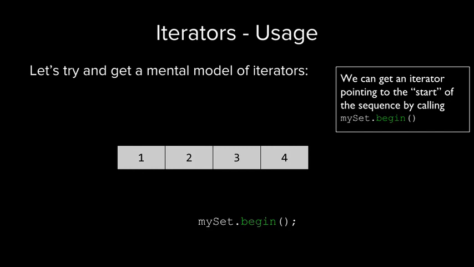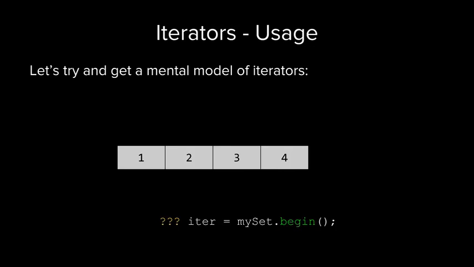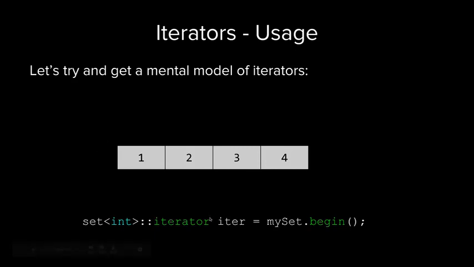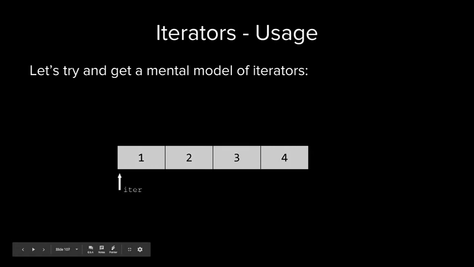So you call your collection's variable name .begin, and it'll give you an iterator pointing to the start of the sequence. And you want to store this in some sort of variable. So you'll store it in some variable called iter, and it has some type. And that type is actually defined in the class that you're using. So if my set is a set of ints, then in the set int class, there's an iterator type that you will refer to when you want an iterator. So just to recap, you're getting the zeroth index iterator, the beginning iterator, and storing it in a variable. And the type of this iterator is this thing defined in the class. Okay. So what this looks like is that you have an iterator pointing to your zeroth index, your begin, right?